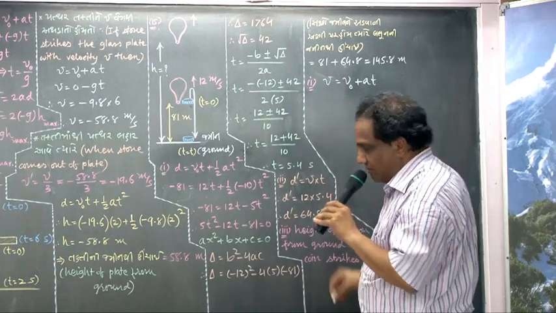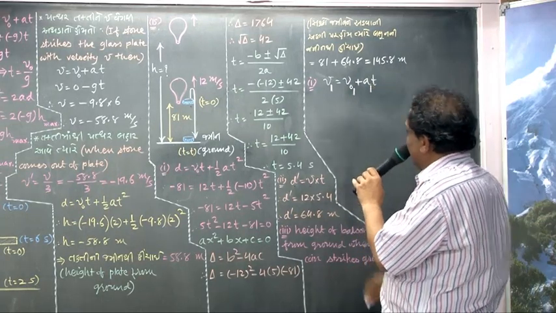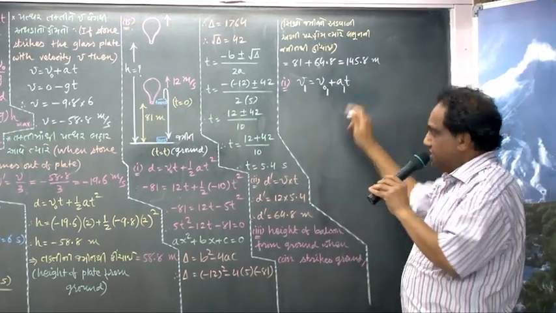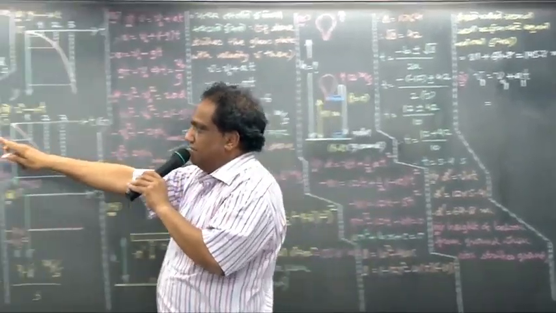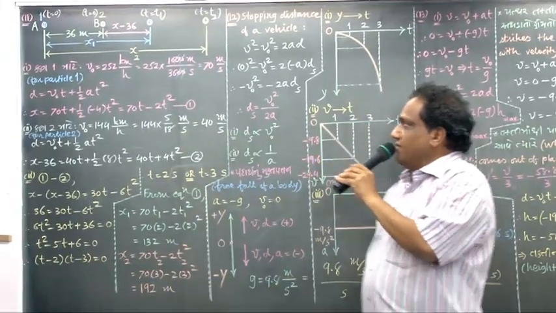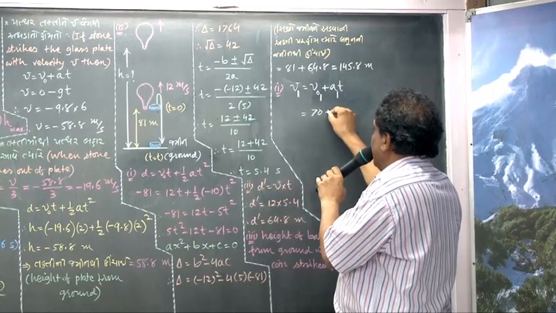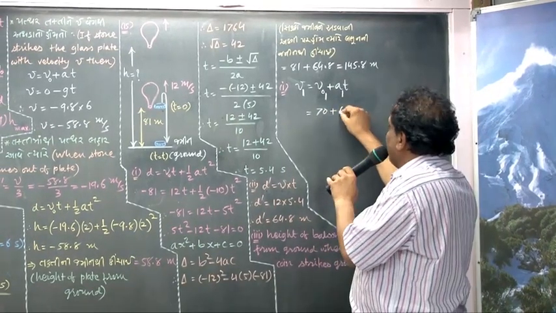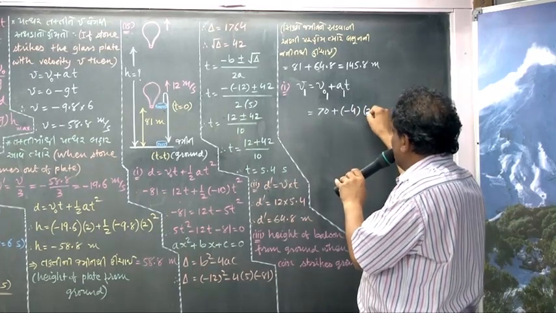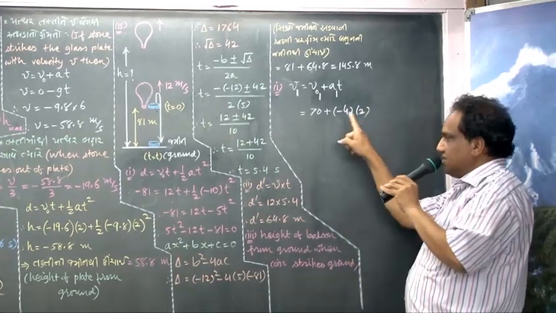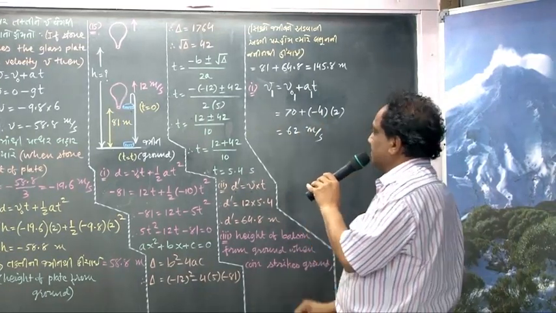You are talking about the first particle, so I should write V1. Here V01, here A1. Time is 2 seconds. What is the initial velocity of the first particle in meter per second? 70 meter per second. Don't write, look here. Acceleration of first particle: minus 4. What about time? 2 seconds. 4 times 2 is 8. 70 minus 8, 62 meter per second.